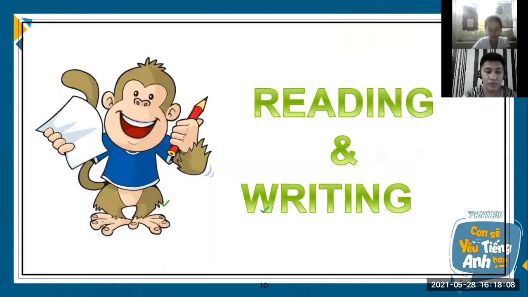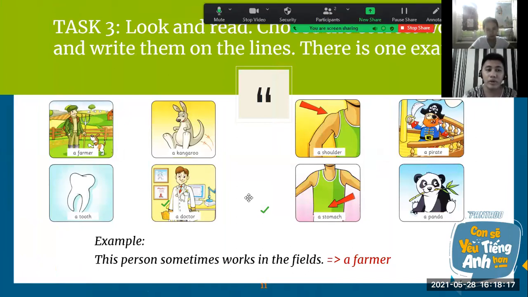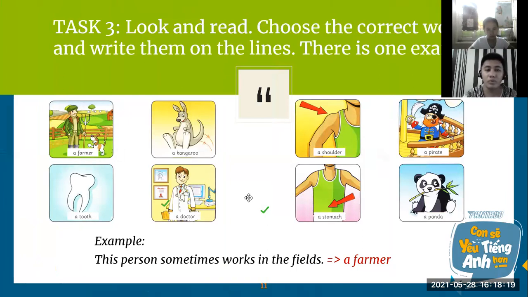Now we're going to task 3. We're going to move to reading and writing. Okay, so look and read. Choose the correct letter or words and write them on the lines. There is one example. This person sometimes works in the field. So you can see on the picture. There are pictures here, and the most appropriate one is a farmer, okay? So you understood, right? So let's start.